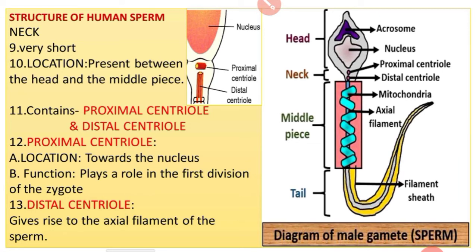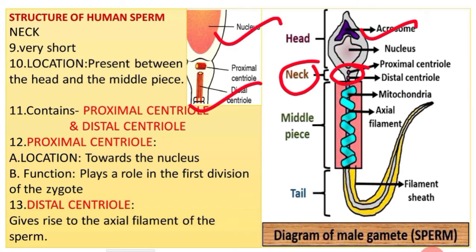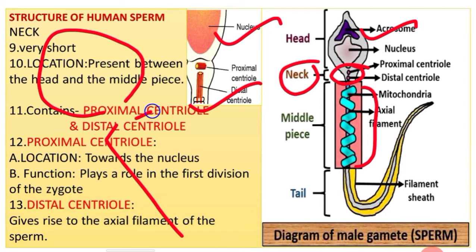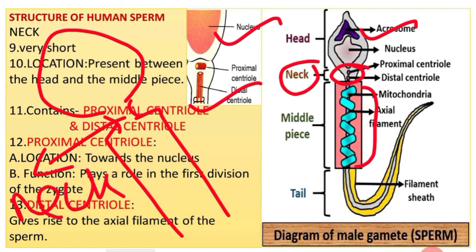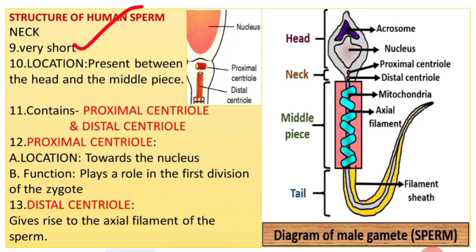The neck region is a very short region. See, this is the neck region. It is located between the head and the middle piece. Imagine this is the head, this is the middle piece. The structure between the head and the middle piece is the neck. Okay, the neck is present between the head and middle piece. It's a very short segment, right?